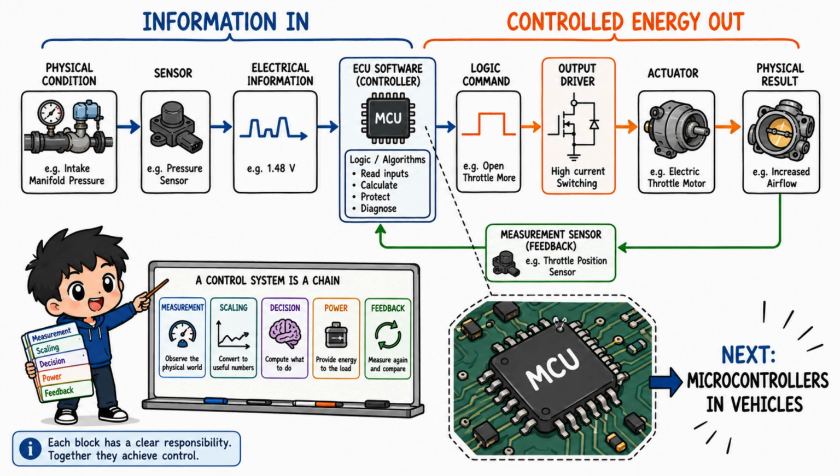The controller coordinating all of this depends on a microcontroller that executes instructions, measures timing, and operates hardware peripherals. Lesson 4 will examine how microcontrollers are used inside vehicles and why automotive devices differ from ordinary general-purpose processors.